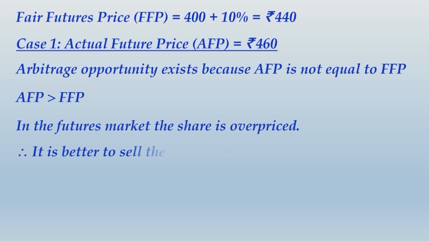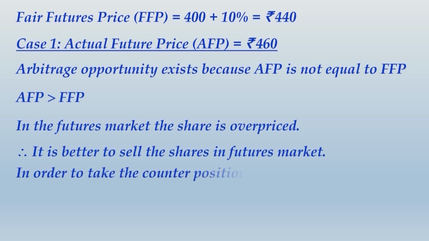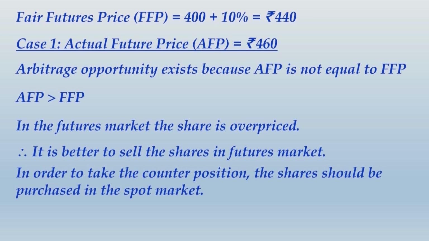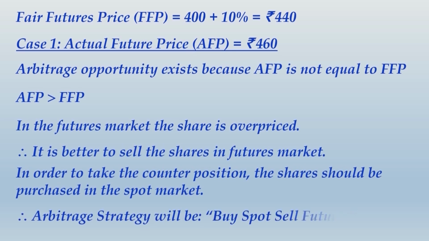So AFP is found to be greater than FFP. Therefore, in the futures market, the share is considered to be overpriced, and it will be better to sell the share in the futures market. In order to take the counter position, the share should be purchased in the spot market. Therefore, the arbitrage strategy will be buy spot and sell futures. So friends, quickly take note of this whole thing and then I take you ahead.